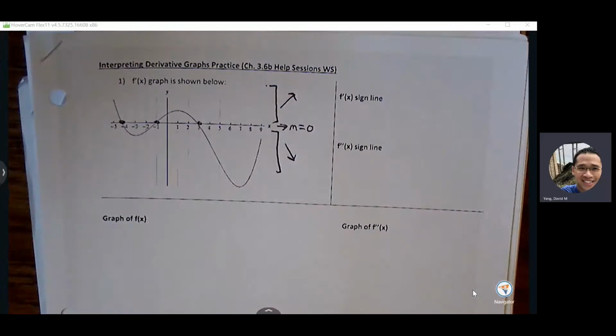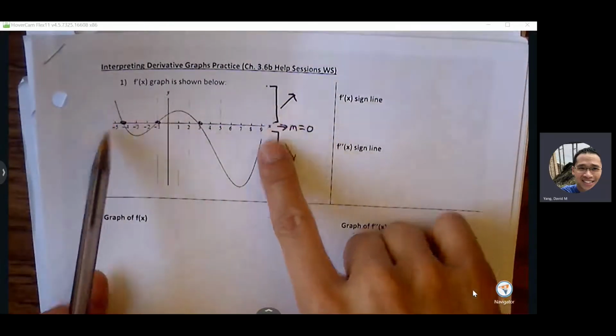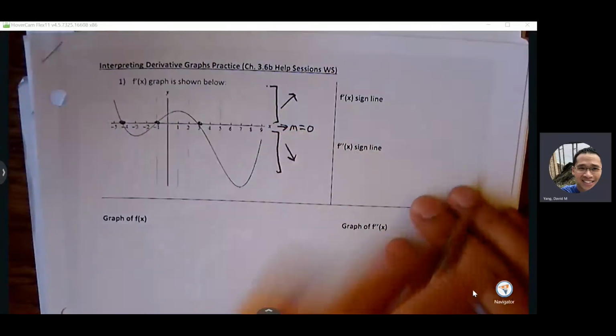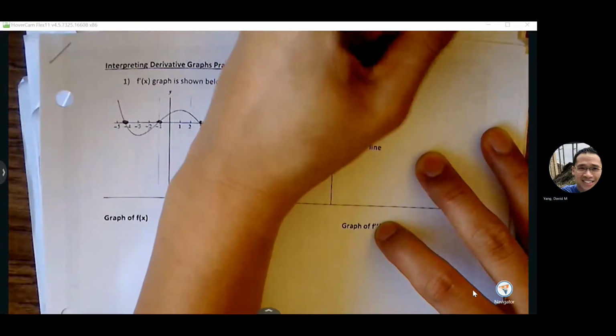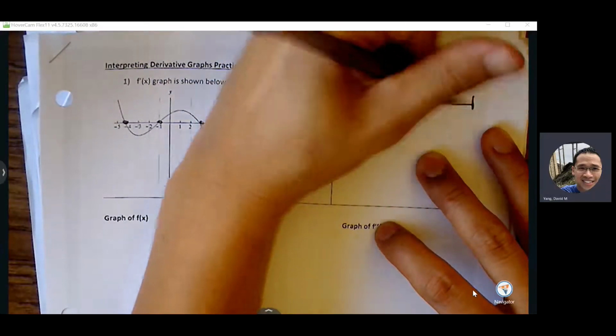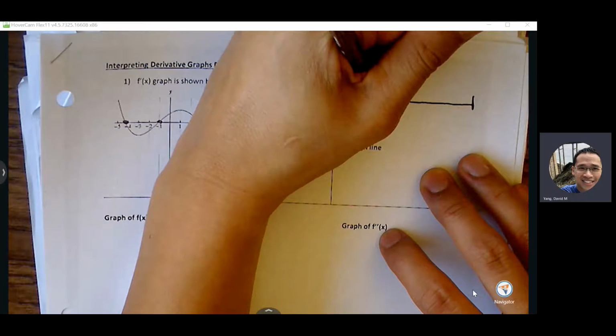No, we don't, but we'll just treat them like endpoints. That's where the graph ends. So there's my slope sign line, or f prime sign line.